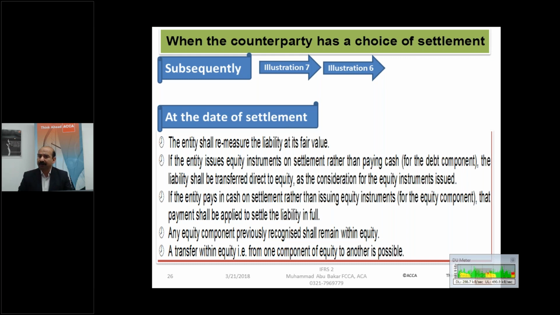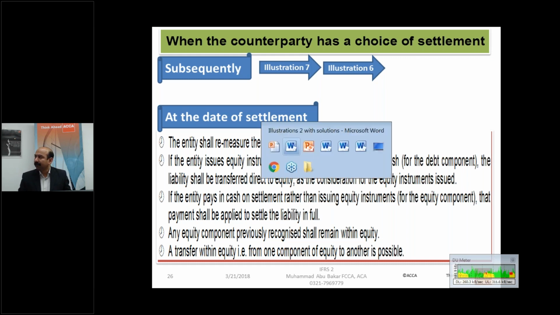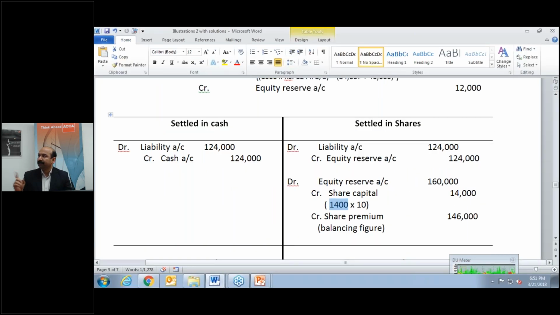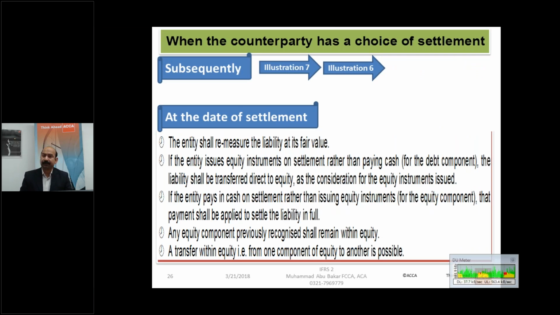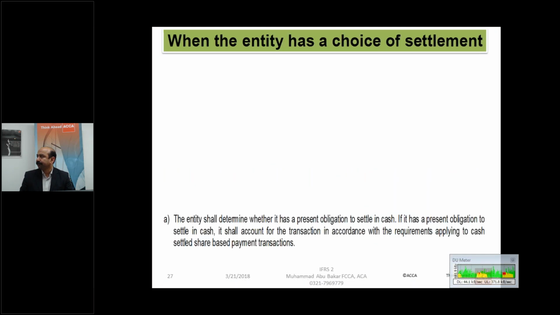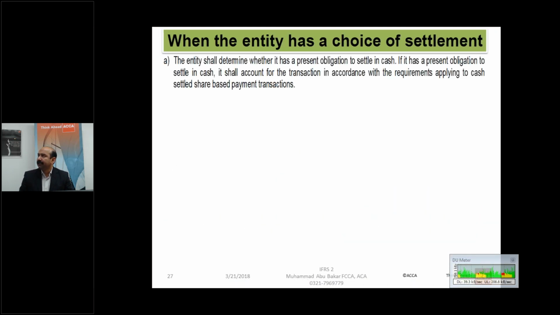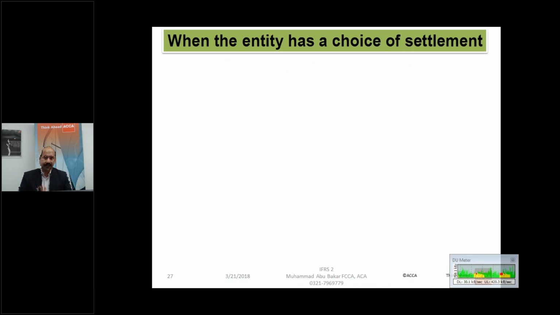See, I have already illustrated this whole concept with the help of settled in cash and settled in shares. So this is basically the practical illustration of this write-up. Then, the next situation: so far we have covered the situation whereby the other party has the choice of settlement.